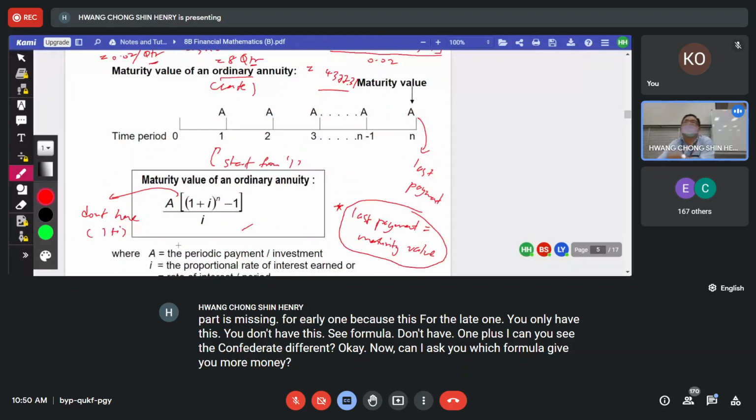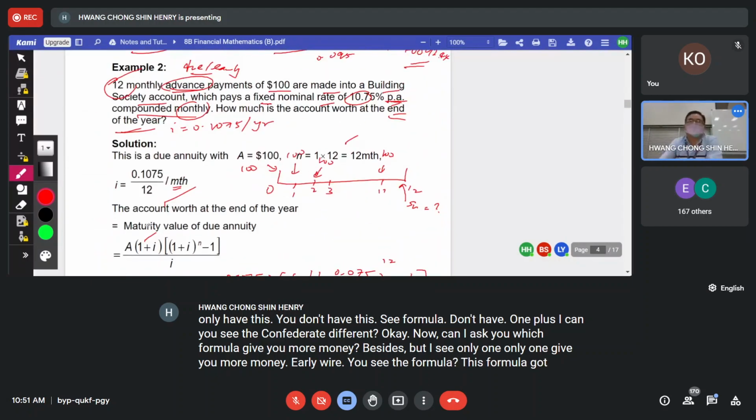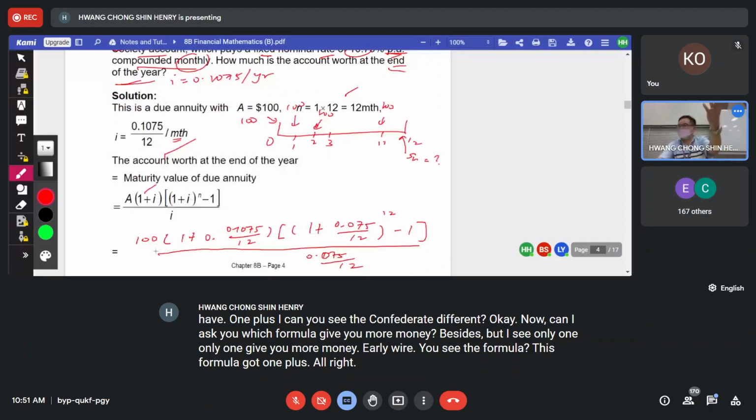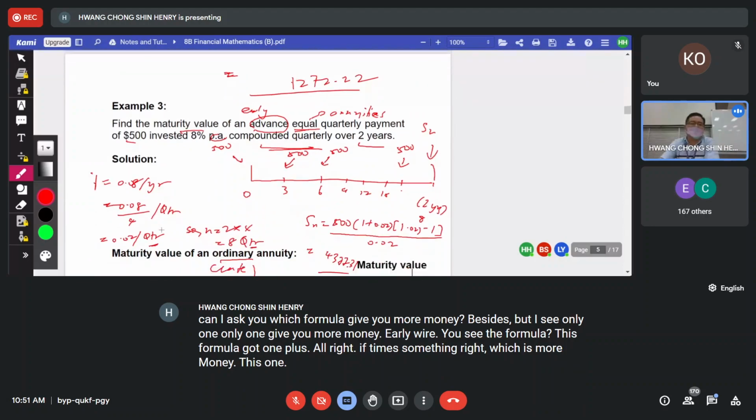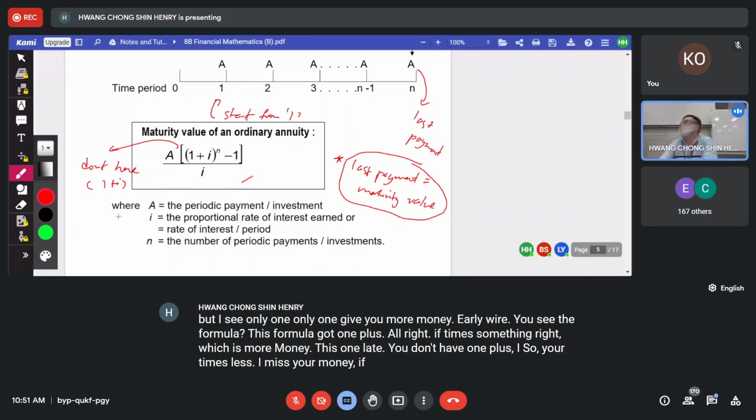Just now, what did I say? Early one or late one gives you more money? Early. Why? You see the formula? This formula has 1 plus I, right? You times something, which is more money. This one, late, you don't have 1 plus I, so you times less. That means your money is lesser. Logic or not? Okay, logic.